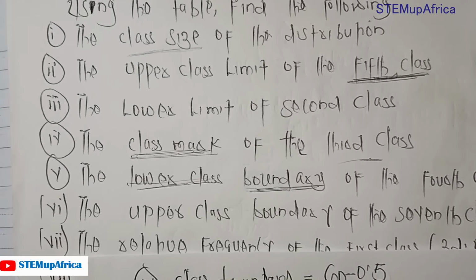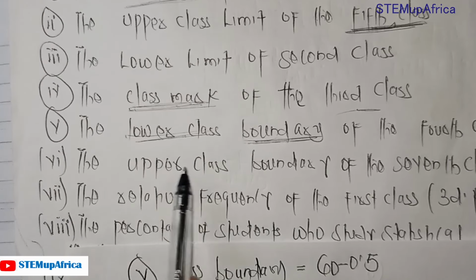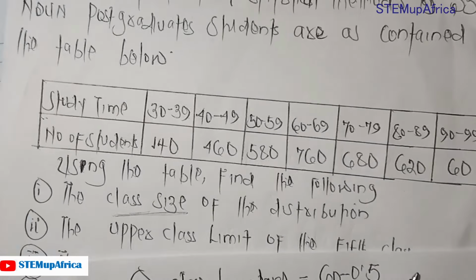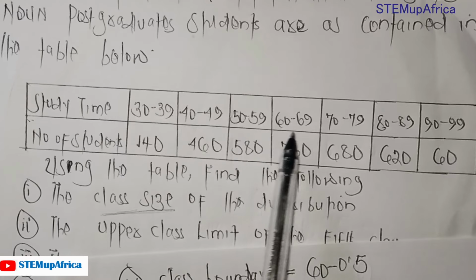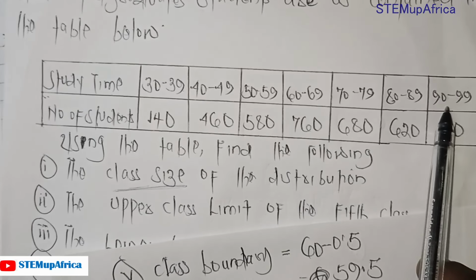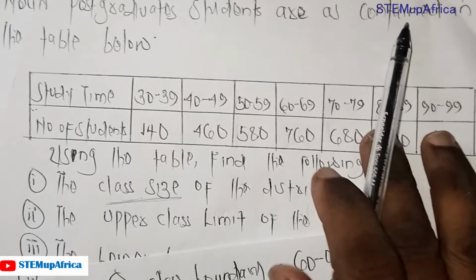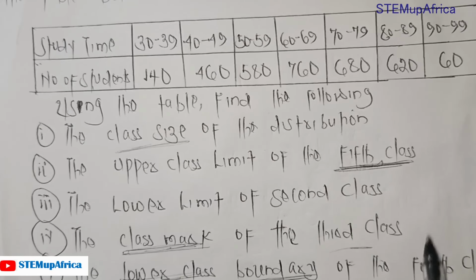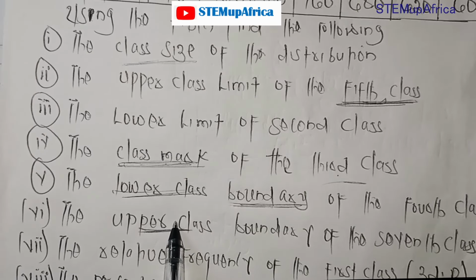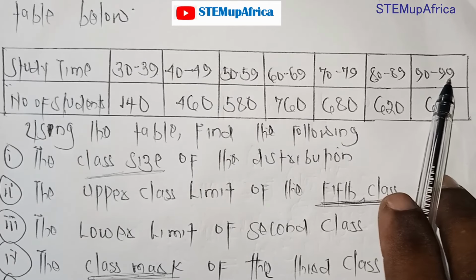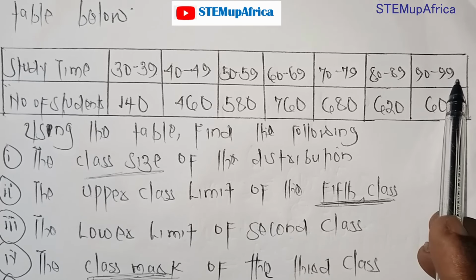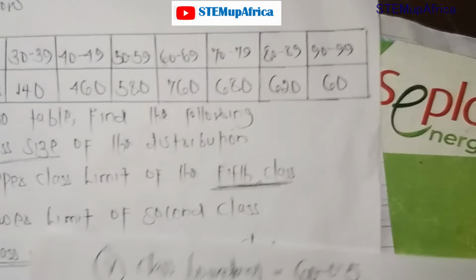So let's go to Roman figure 6. Say the upper class boundary of the seventh class. Let's determine which is the seventh class. I will count 1, 2, 3, 4, 5, 6, 7, which is the last one. We are asked to determine the upper class boundary. This time around it is the upper class, of the seventh class, which is 99. Like I said earlier, you subtract 0.5 from the lower limit, you add 0.5 to the upper limit. So let's see what we'll get.